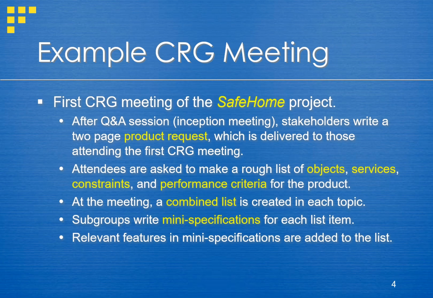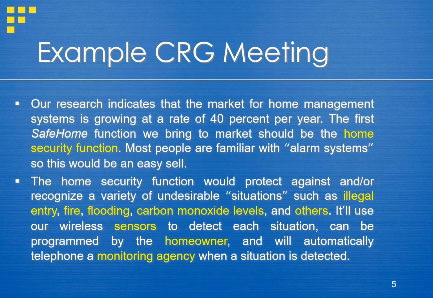At the meeting, a combined list is created for each topic, and then subgroups write mini specifications for each list item. That much depth and detailing is required, because when you are going for a product request, that product is going to be composed of many parts. So a mini specification for each and every list item is required in the documentation, and relevant features in the mini specifications are added to the list.